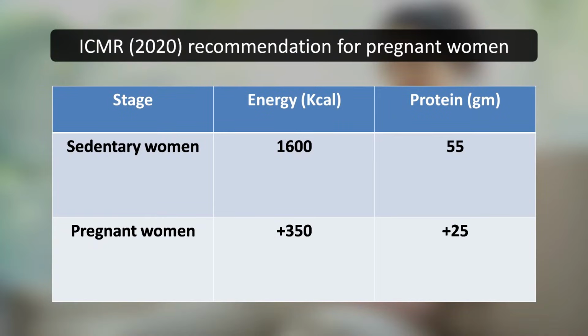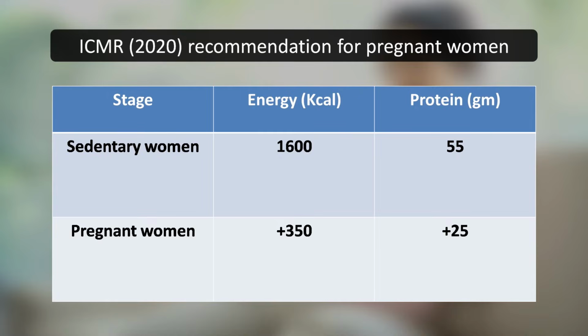So we have learned that the ICMR is the body which gives recommendations for our population group. What do they recommend in terms of energy and protein for pregnant women? So depending on the activity level of the women, pre-pregnancy activity. So if it is a sedentary woman doing light work, she may need additional 350 kilocalories. Her basic requirement may be 1600, but she may need additional 350 calories.